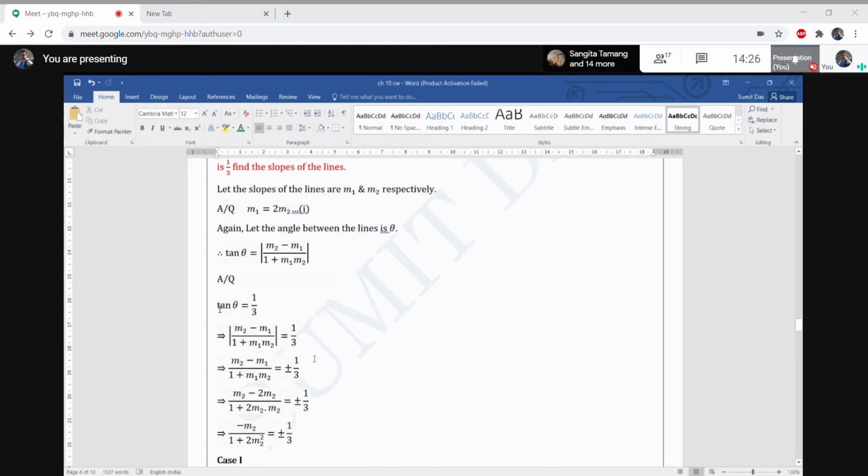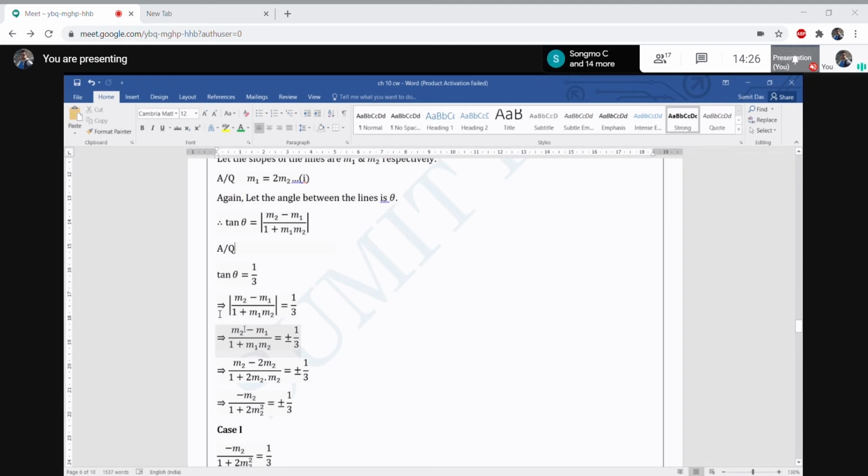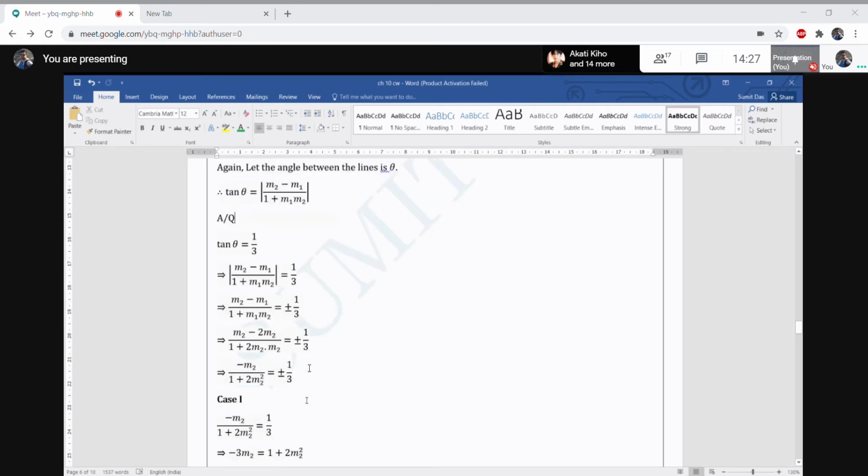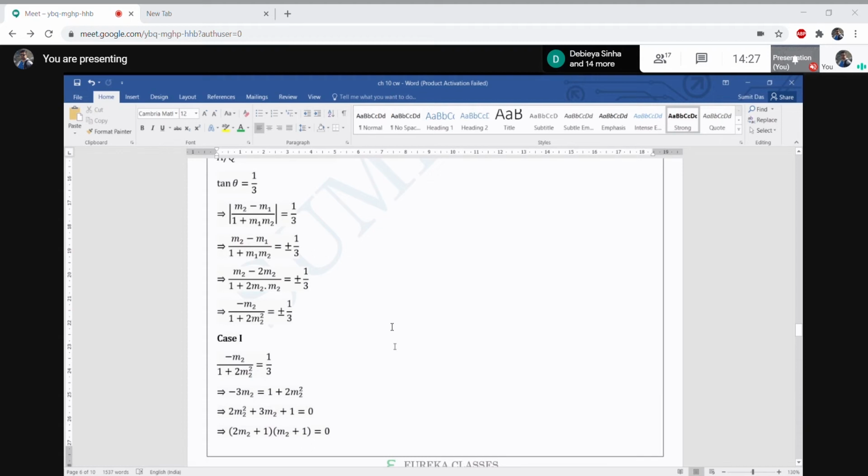Then we put the value of m1 equal to 2m2 in place of m1 and simplify. We got m2 minus 2m2, which is minus m2, and the denominator 1 plus 2m2 square. I just replaced m1 with 2m2, and on the right side we are not changing anything. Now we will take one case. Case 1 is when this value is equal to plus 1 by 3. This value is either plus 1 by 3 or minus 1 by 3, so the first case is plus 1 by 3.